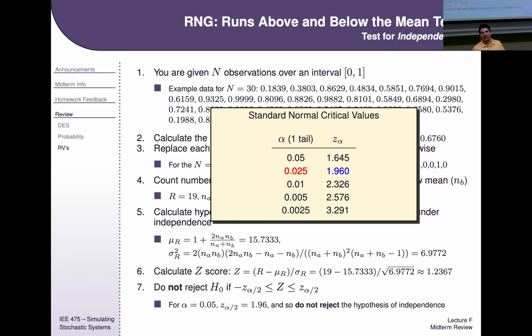That's sort of a famous number. I probably will ask you for a 5% error rate, so that's probably going to be the number. And then you can compare the z-score to that. If it's greater than that, then we've detected a lack of independence. If it's less than that, then it is consistent with our model of independence.